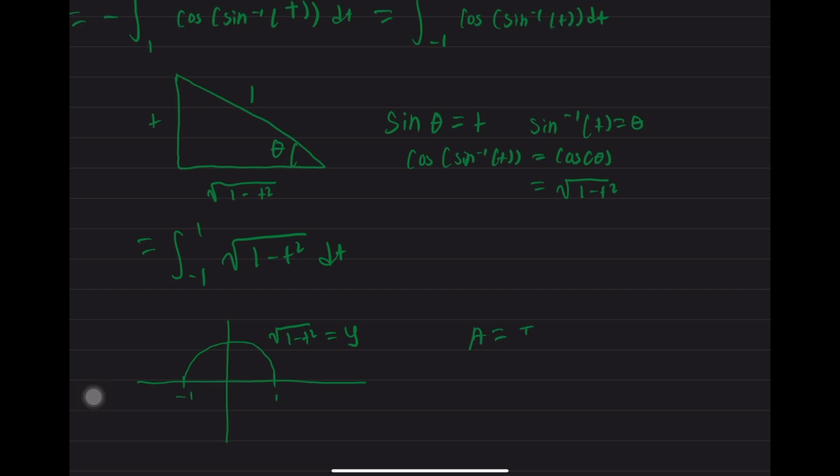So the radius of the circle is 1, so what's its area? Area is pi r squared. r is 1, so it's pi. And we want to find the area from negative 1 to 1, so that's the area of this semicircle, which is pi over 2. So the value of this integral is pi over 2.